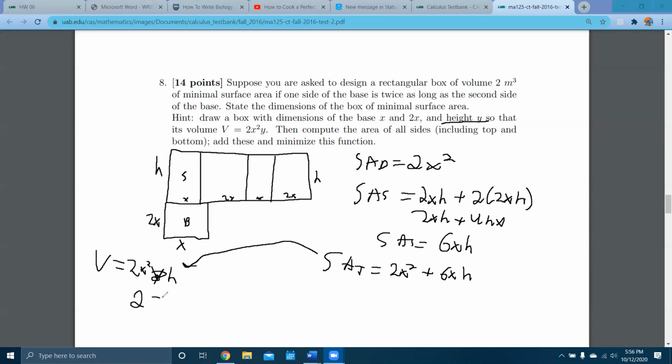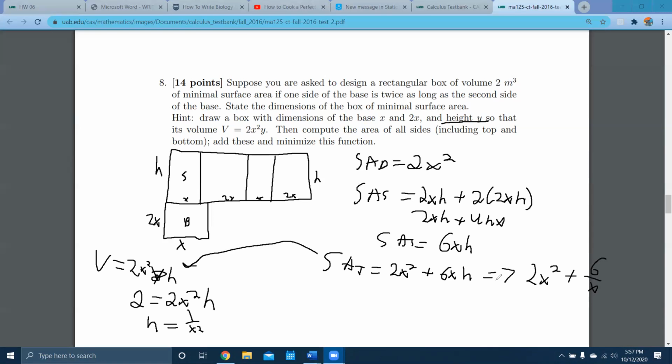So now we have 2 is equal to 2x squared h. We need to know what h is so we can solve our other equation. It's our only unknown. So we're going to solve for h. We'll get that h is equal to 1 over x squared. We divide by 2x, 2's cancel, 1 over x squared. So now that we have that, we come back over here and we plug it in. So this is equal to 2x squared plus 6 over x. And the reason it's 6 over x is because x divided by x squared leaves you with 1 over x.